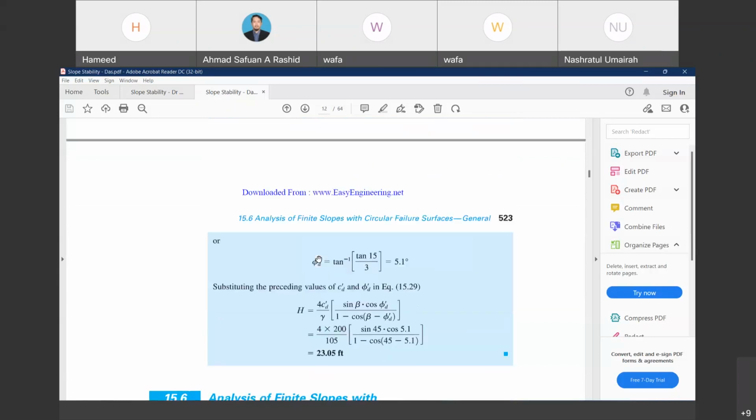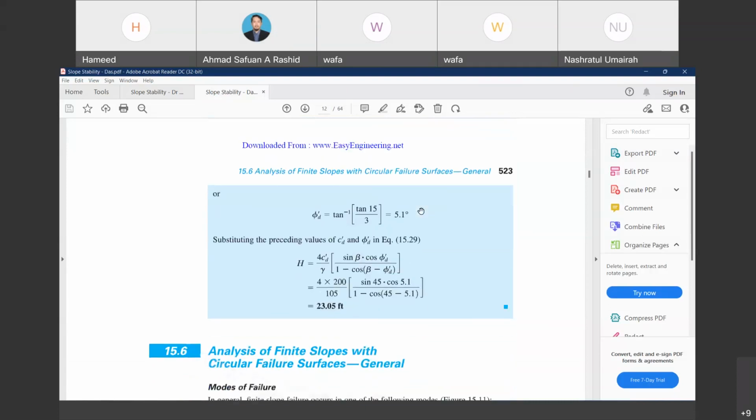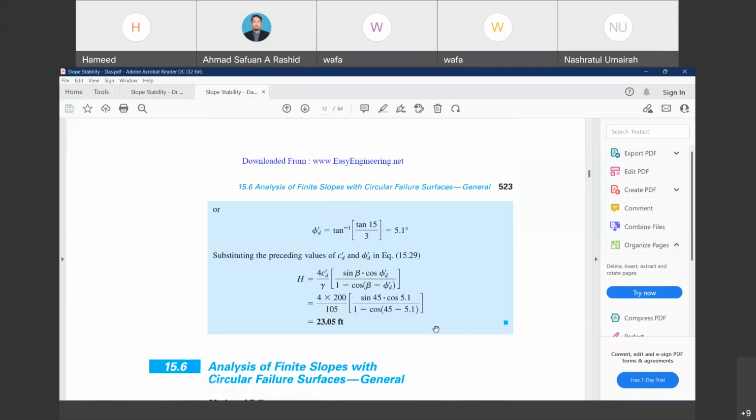So it means that if we do this kind of cutting for beta equal to 45, we have a safe slope structure because the factor of safety is greater than 1.5, equal to 3. So that is the example in Das's reference book.